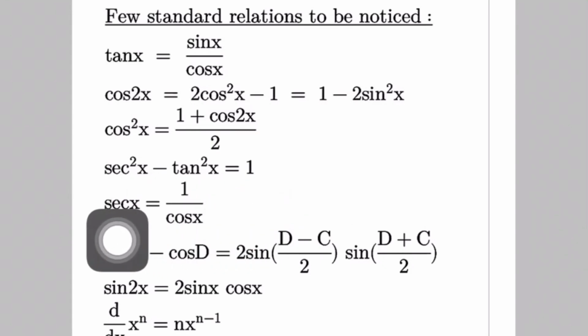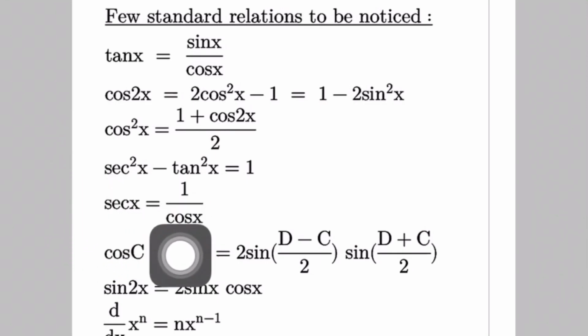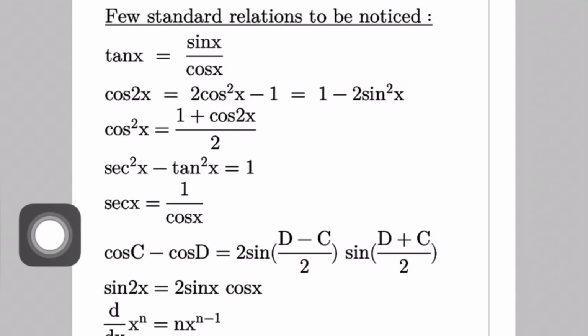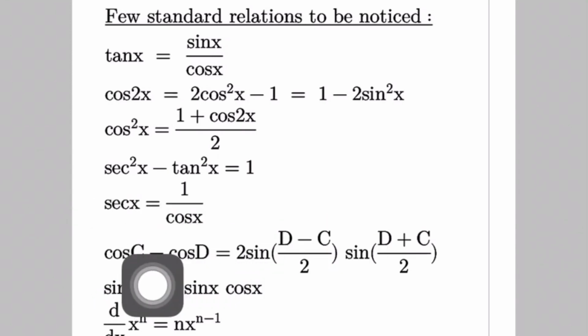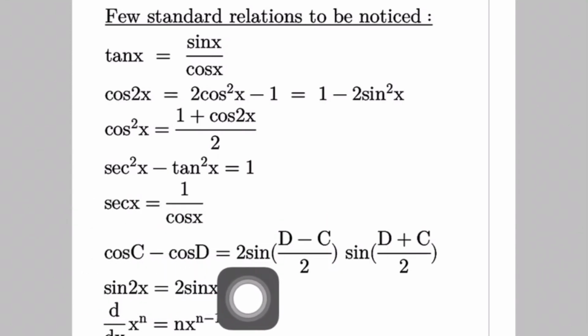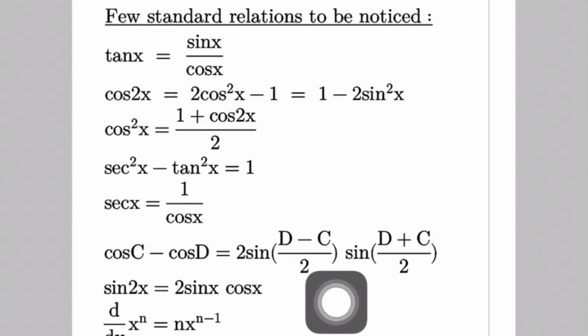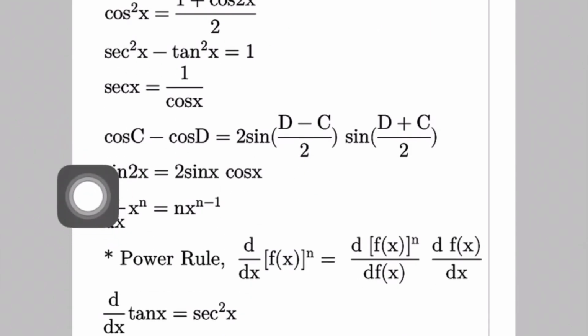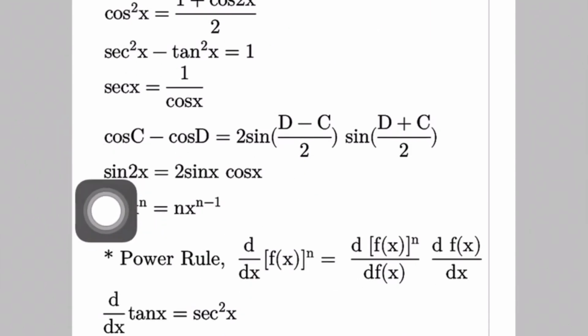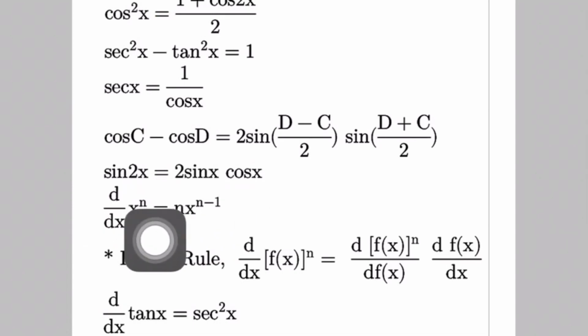And also you know that the relation between cos and sec is sec x is equal to 1 by cos x, or you can say cos x is equal to 1 by sec x. That means sec x times cos x is equal to 1. In finding the derivative of trigonometric functions, we have to frequently use this relation, that is cos C minus cos D is equal to 2 times sin of (D minus C) by 2 times sin of (D plus C) by 2. Okay, and there is another relation, sin 2x is equal to 2 times sin x cos x.